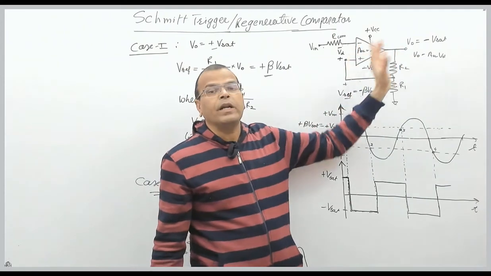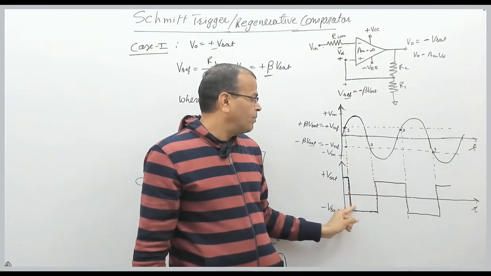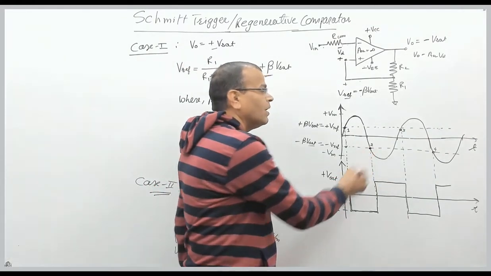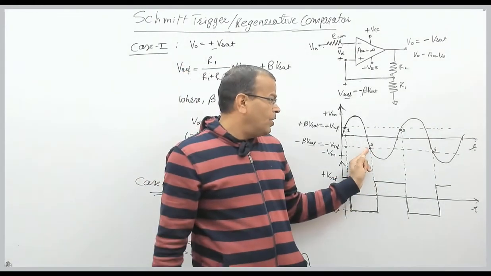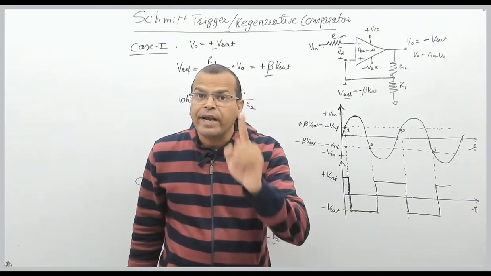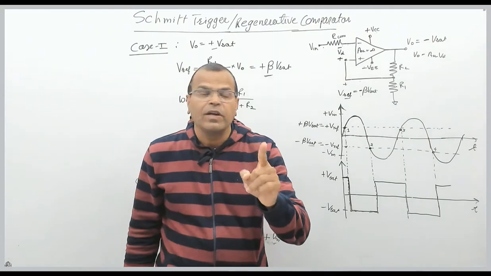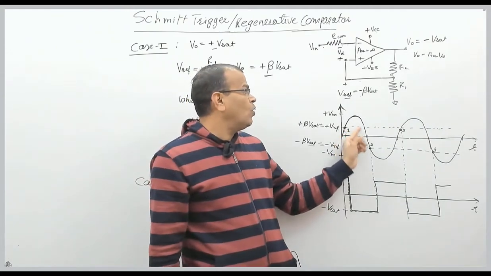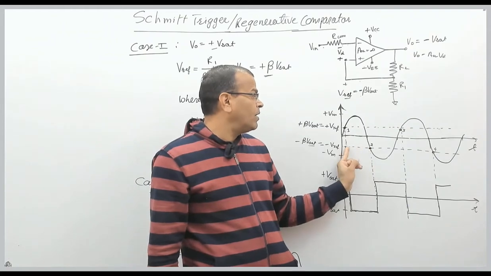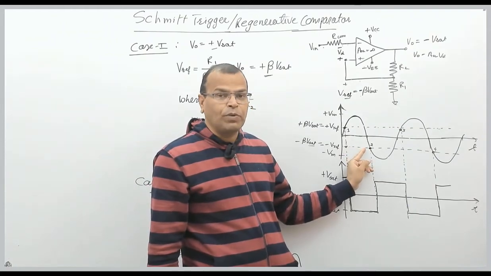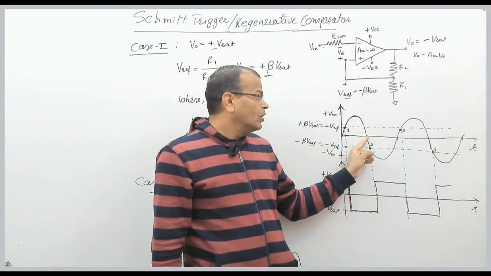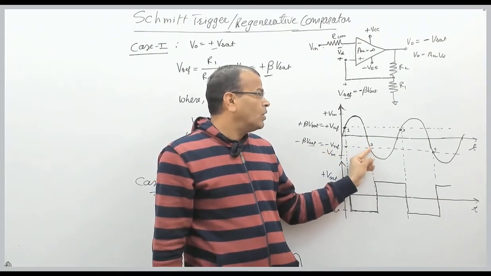Output will remain negative. But at this instant, input voltage is becoming more negative. It was positive here or less negative. But from this instant, because it is dynamically varying the reference voltage, at this point the reference voltage is minus beta into Vset, which is a negative voltage. So from this point onward, what is happening?